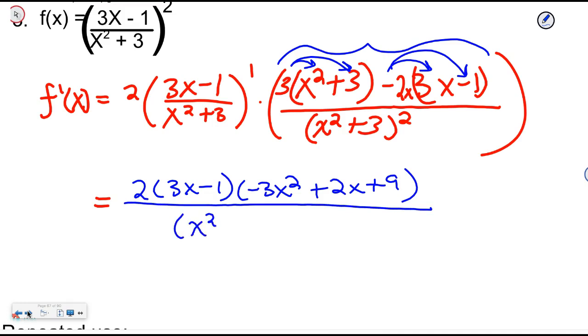Here's something to watch out for. Two things. One of them, always leave your answer factored, so don't start multiplying this top out, because our end game is usually to figure out zeros. I can see one right away at 1/3. Does that make sense? So don't multiply it out.